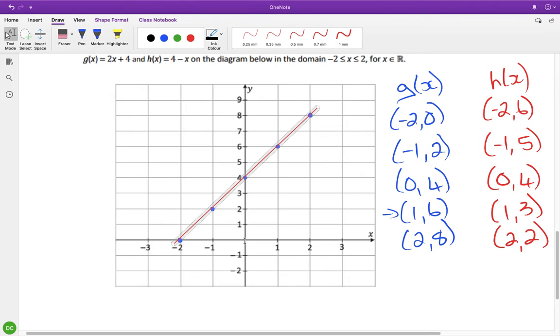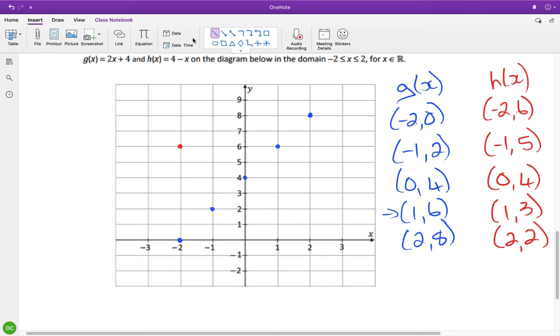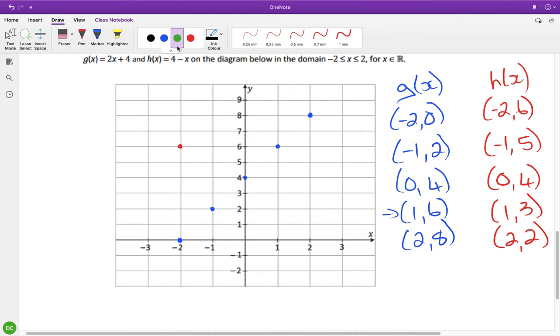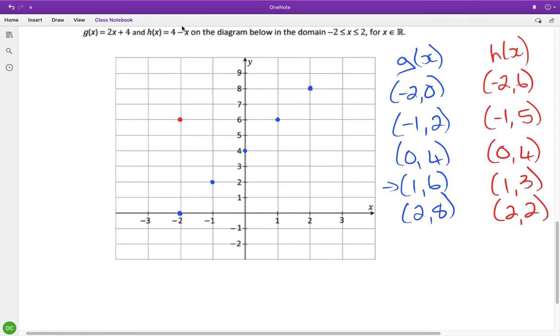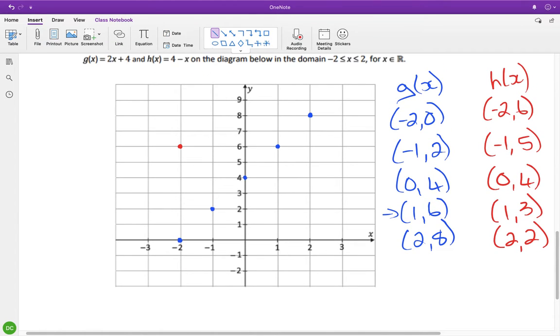So start in the center. Did I do that? Sorry. Start in the center, go to -2, and go up 6. That actually just changed the colour of my... Sorry, now let me try and insert that line again. Blue, insert, line.